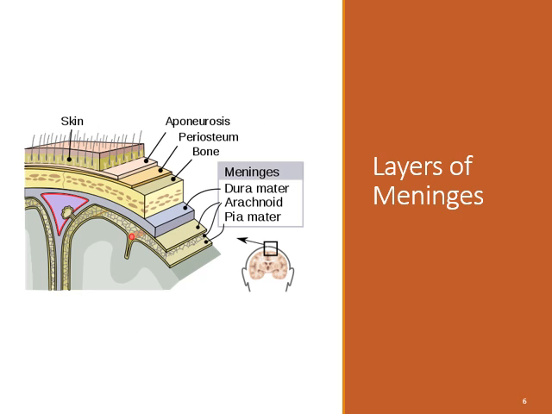This picture here shows you the different layers of the meninges. Once again, there is dura mater, arachnoid, and the pia mater. The dura is at the top, which is like the name says, it's very durable, and the pia is very delicate. Underneath the pia is where you have blood vessels and such, so we can have bleeds that way.